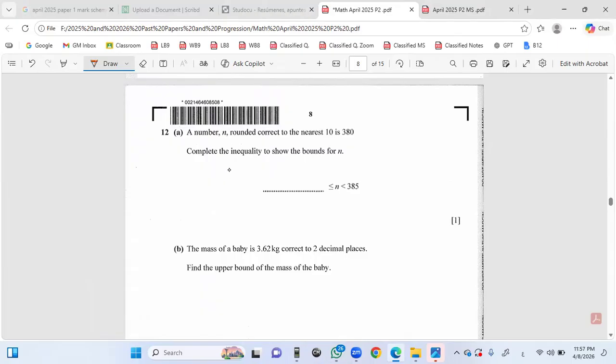A number n, corrected to the nearest 10, is 380. Complete the inequality to show the bounds for n. Well, it is rounded to the nearest 10. The upper bound, you add 5 to it, while the lower bound, you subtract 5 from it. The upper bound is going to become 385, adding 5, and it's already written. The lower bound, minus 5, is going to become 375.